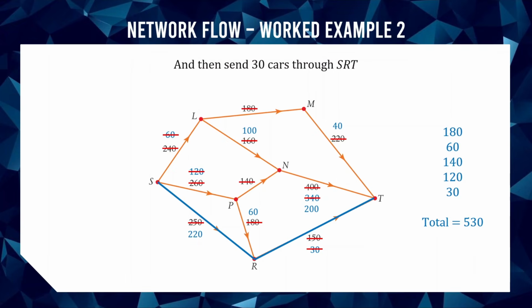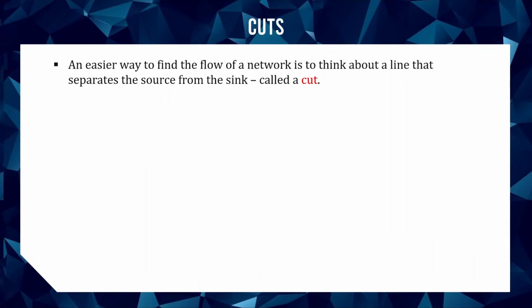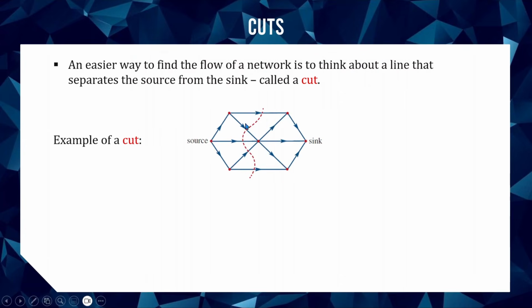So I bet you're thinking, there's gotta be a better way, and there is a better way, and it's with this thing called a cut. Let's talk about cuts. A cut is a block in the network. It's like an imaginary line that separates the entire flow from source to sink. We usually use dotted lines. Here's an example of a cut that's blocking the flow from the source to the sink.